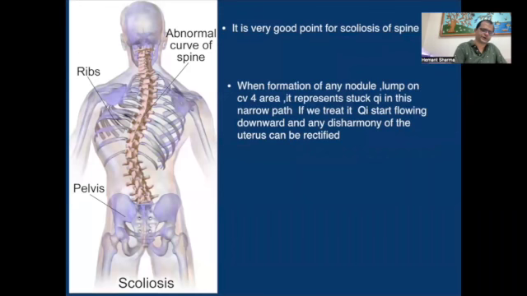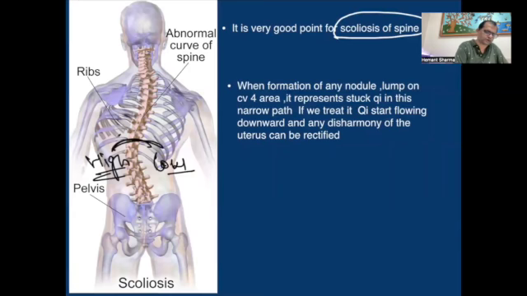Now there is a condition called scoliosis of the spine. When the spine becomes crooked, this problem is called scoliosis. Why is scoliosis there? The reason may be that in a certain area the energy is high, and in a certain area the energy is low. So there is a game happening between two parts of the body. This part is powerful, so it is pulling the spine on this side.